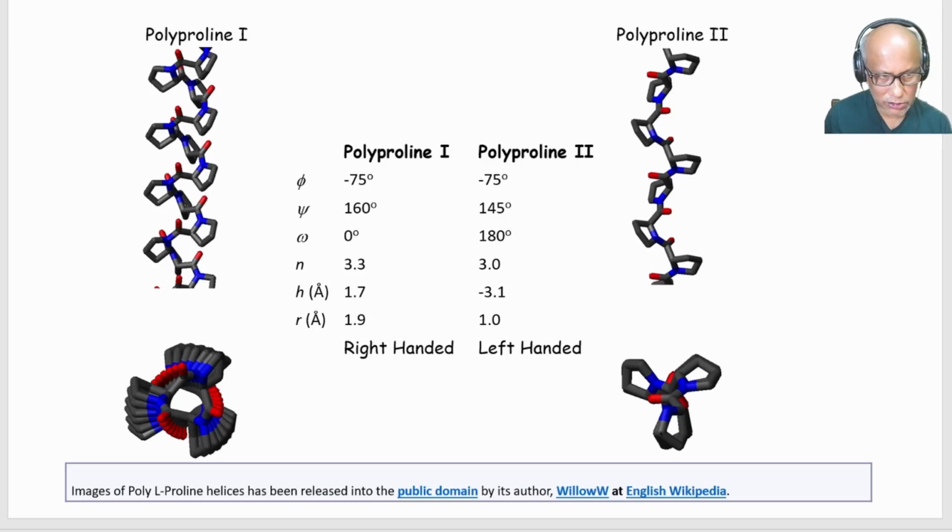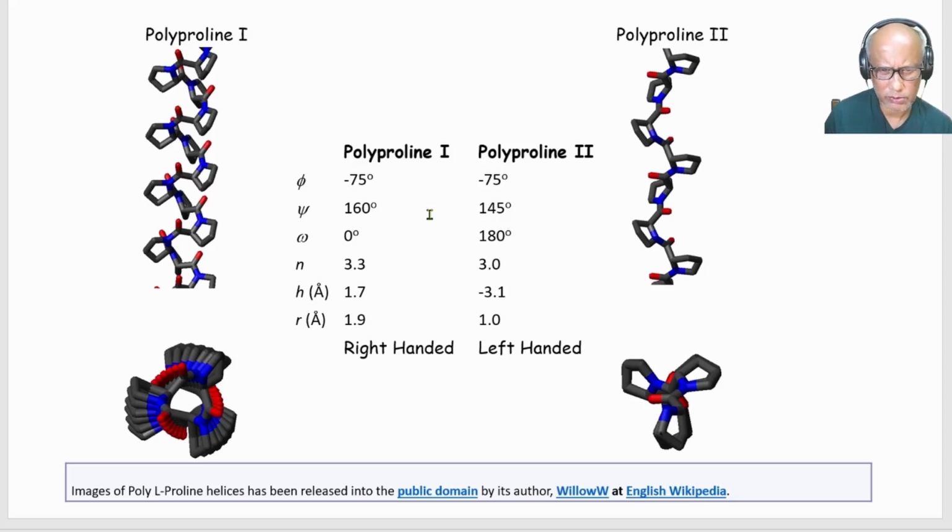It turns out that there are two possible structures, and these are experimentally observed also. One of them we called polyproline 1, where you have negative phi. Both of them, the phi and psi are nearly the same. And in this polyproline 1, omega is 0 degrees, while the other one, polyproline 2, omega is 180 degrees.